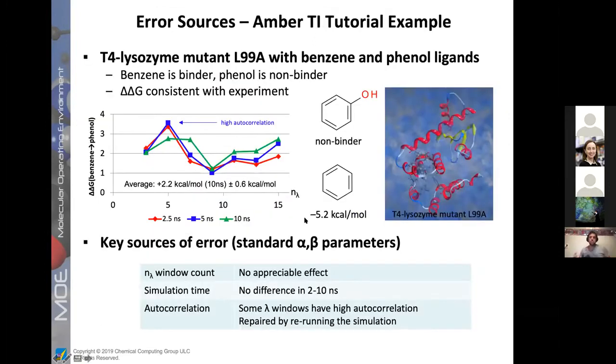So when you bring this to a macroscopic world, let's say, where you have a full protein system, here the T4 lysozyme example from the AMBER website, where the phenol ligand is a non-binder and the benzene ligand is a binder. When you look at the relative binding energy between the two, even if we increase the number of lambda windows, we can never stabilize this relative energy of binding, even if you extend the simulation length of each lambda window up to 10 nanoseconds. So there is a clear problem in the soft core potential.